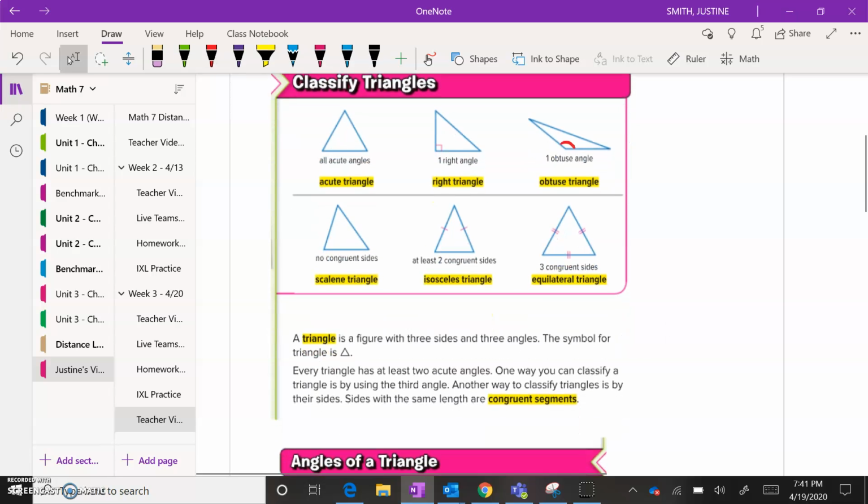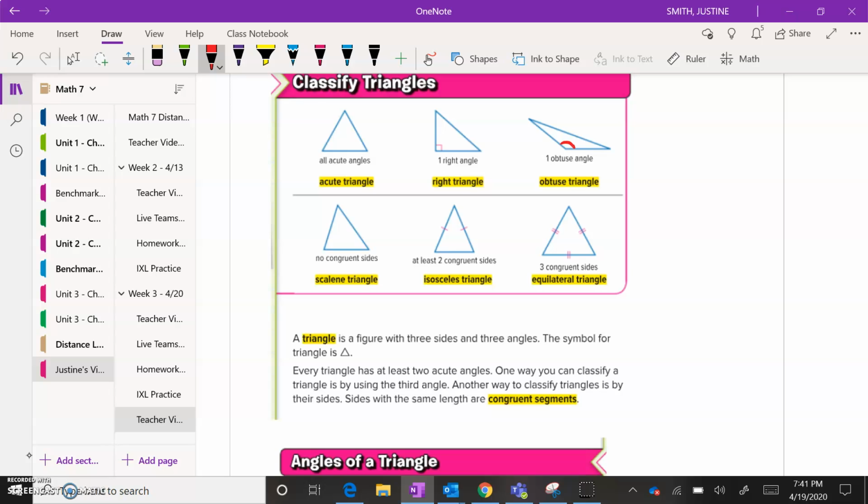The other way that we can classify triangles would be by their side lengths. Okay, so this first example, there's no markings on the sides, and if there's no markings, that means that all of the sides would be different measurements. So this would be classified as a scalene triangle because none of the sides are equal.